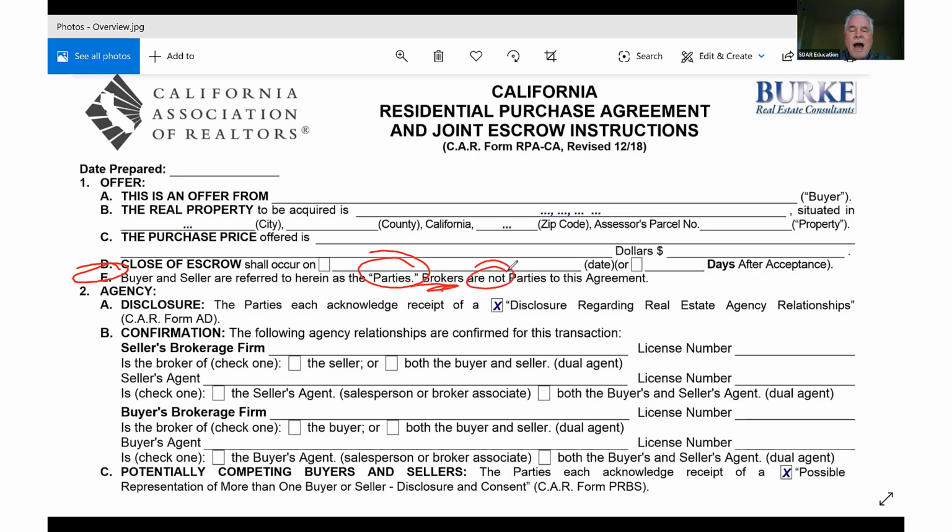Brokers are not parties to this agreement. So please don't do things that make you a party. Do not collect the check. Don't do things that make you a party, and then they say, we're going to sue you. Oh, really? Maybe your broker would like to know that you're including them in the lawsuit. And it's like, no, let's not say that.